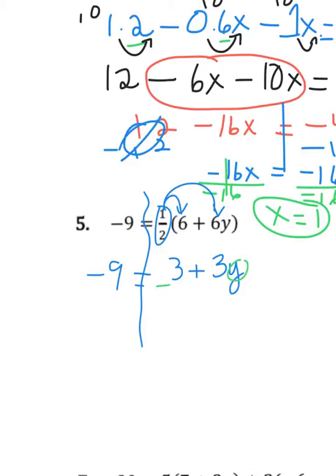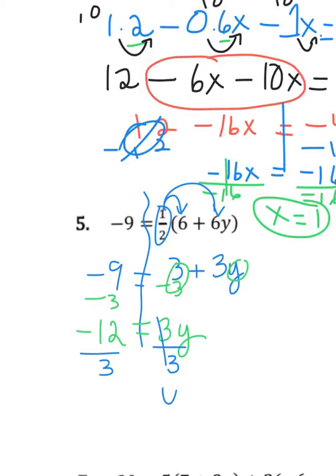Here's my variable, so I need to start here. So subtract 3, that turns into 0. I'm left with 3y over here, and that's a negative 12. Divide by 3 to isolate the variable. Y is now isolated, and that's negative 4.